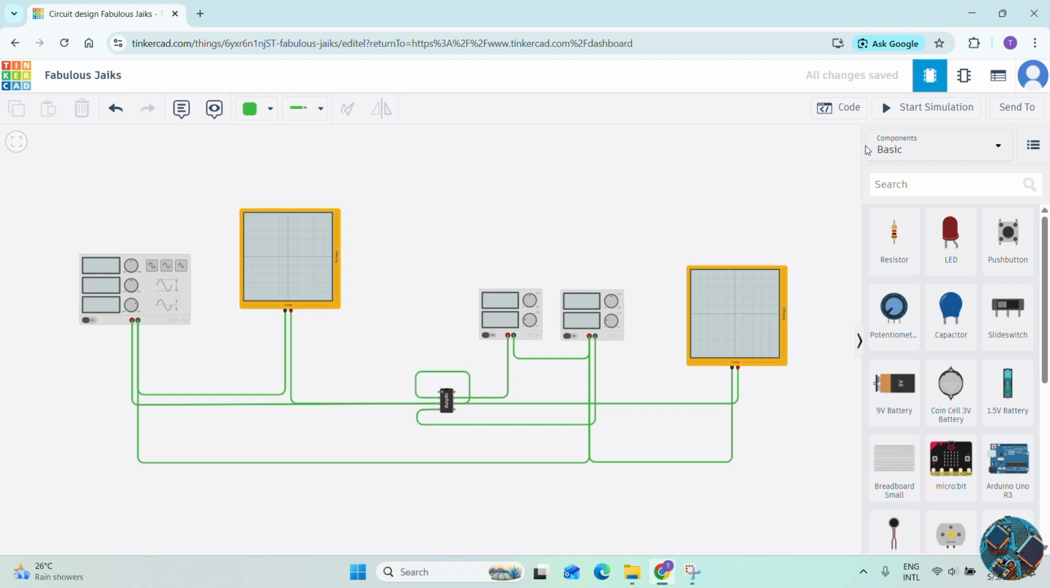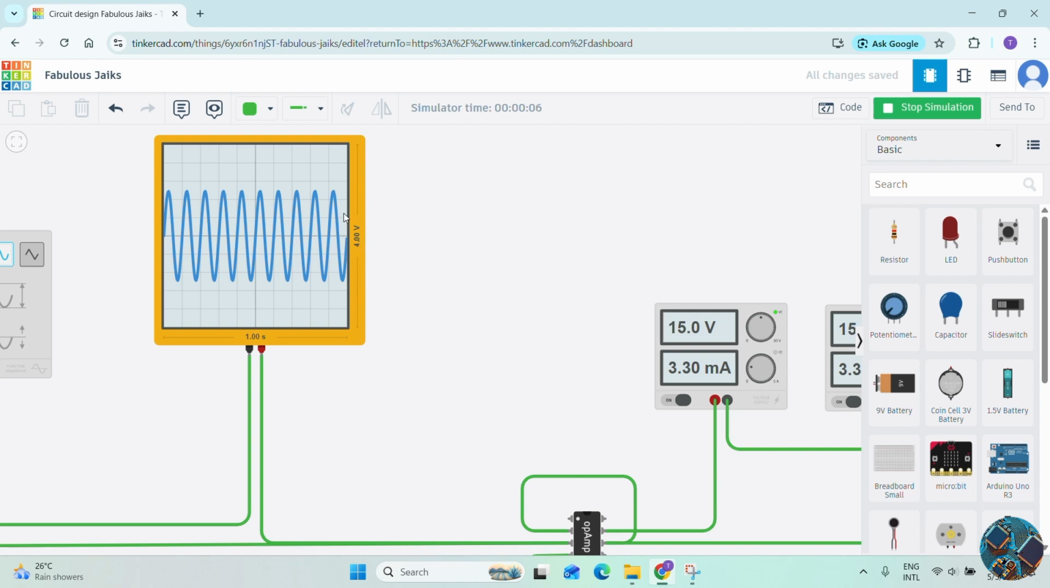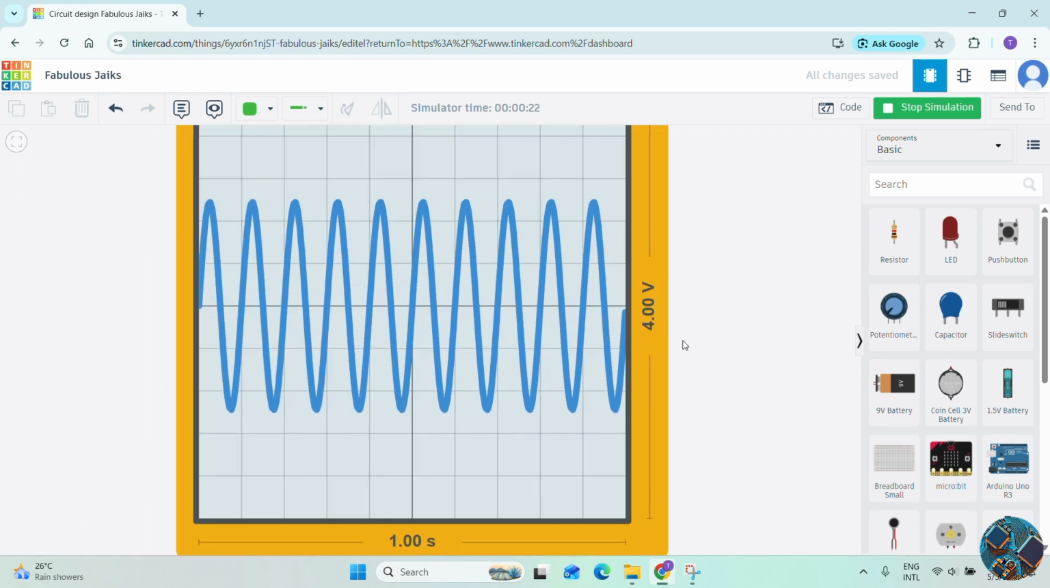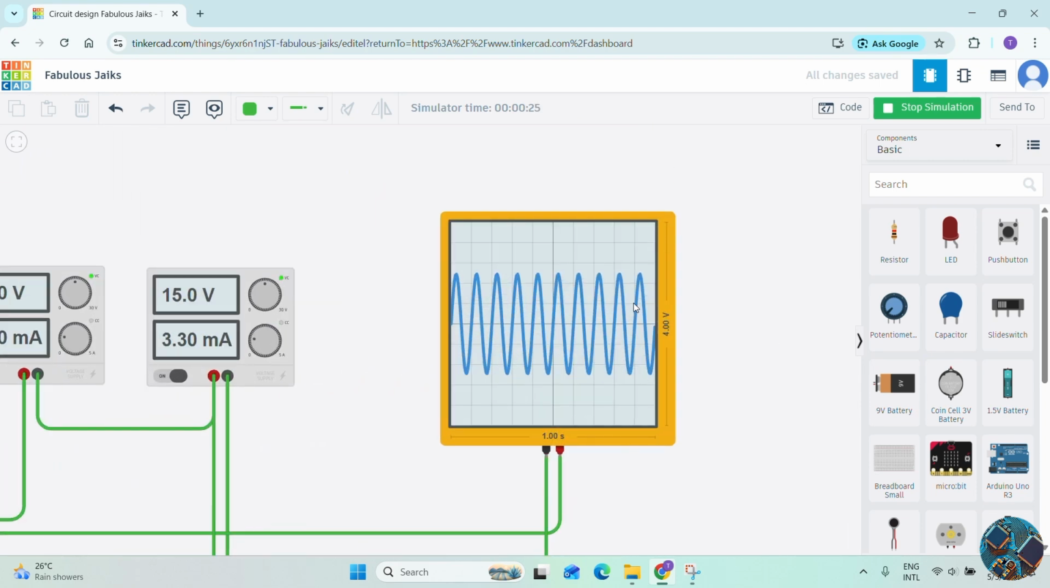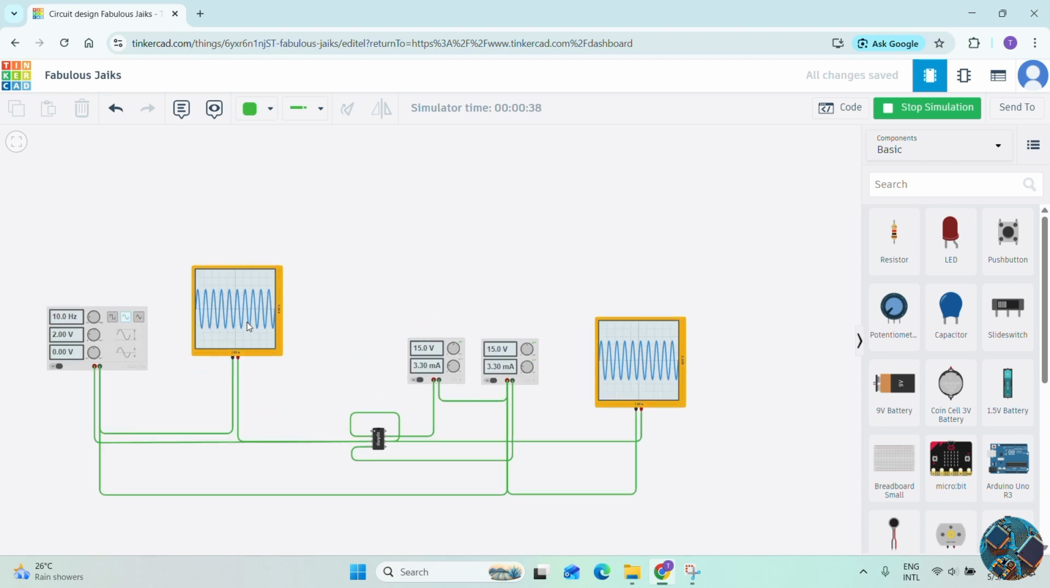So let's run the simulation. So here it's a total of 4 volts, which is a 2 volt peak to peak sine wave. So the output here also total 4 volts, so this one should be a 2 volt peak to peak sine wave. So it follows the input signal. So this is the voltage follower circuit.